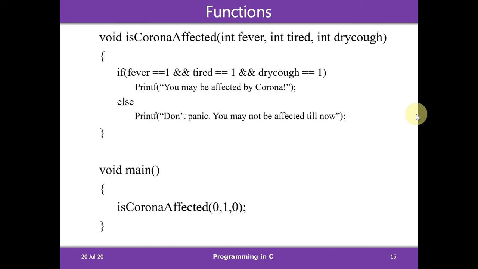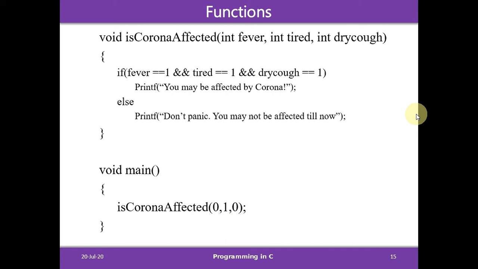Is corona affected is a function where the I in is is small, in corona the C is capital, and in affected the A is capital. This notation should be followed while defining and in calling. In these two areas the function name should be identical, otherwise the C compiler will throw an error, because it does not know what this is. It will show undefined symbol. Undefined symbol is corona affected will be thrown if the name does not match what you have given earlier. So the function name should be the same in the definition and in the calling area.